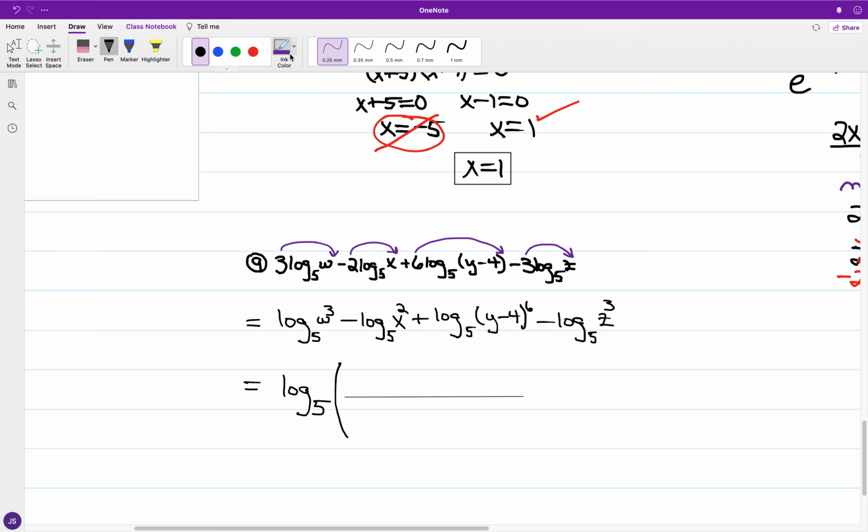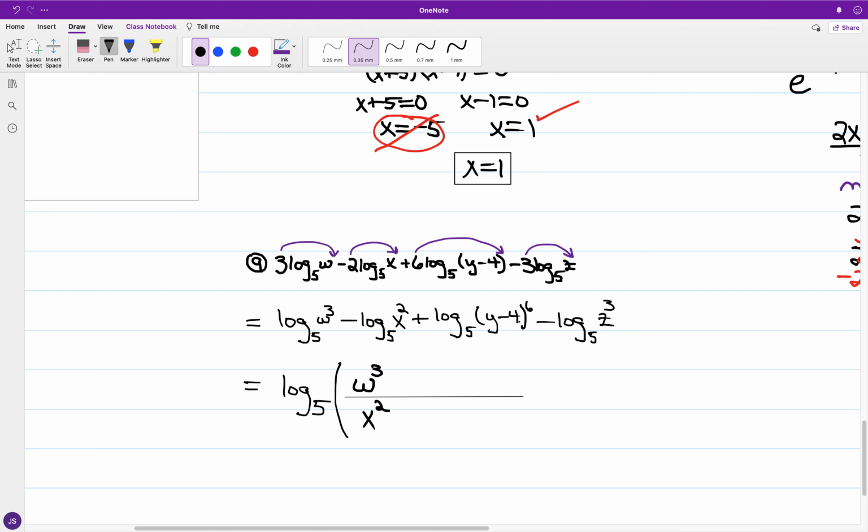So for what we have here, anything stemming from positive logarithmic terms, the attachments will go to the top. Anything from negatives will go on the bottom. First of all, we have w to the third, which comes from a positive base 5 logarithmic term, so this will go on the top. Next, we have x squared, which comes from a negative, so the x squared will go on the bottom.